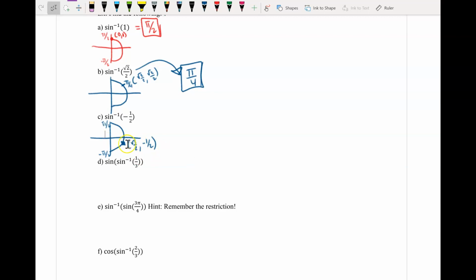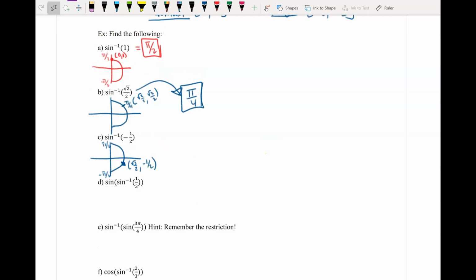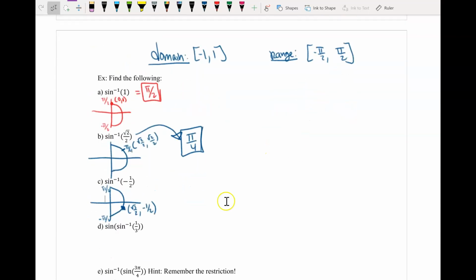So what would be the correct answer? Well, if I know that this is positive pi over 6, then if I go the other direction, this is going to be negative pi over 6. So this guy's going to be negative pi over 6.